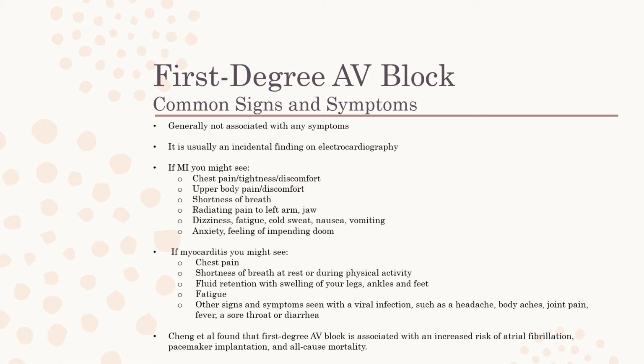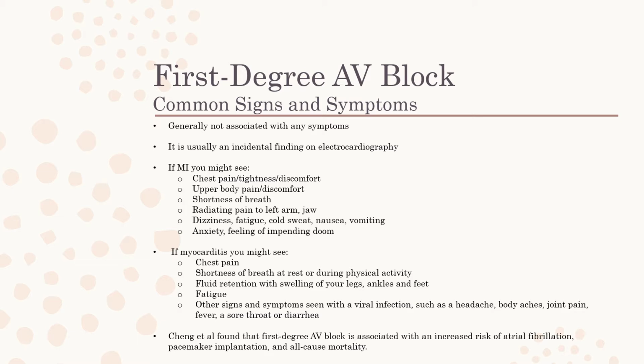If an MI, you may see other things accompanying the first-degree heart block, such as chest pain, tightness, upper body pain, discomfort, the typical signs of a myocardial infarction. If it's myocarditis, you may see chest pain, shortness of breath, fluid retention, fatigue, other signs and symptoms that go along with a viral infection.